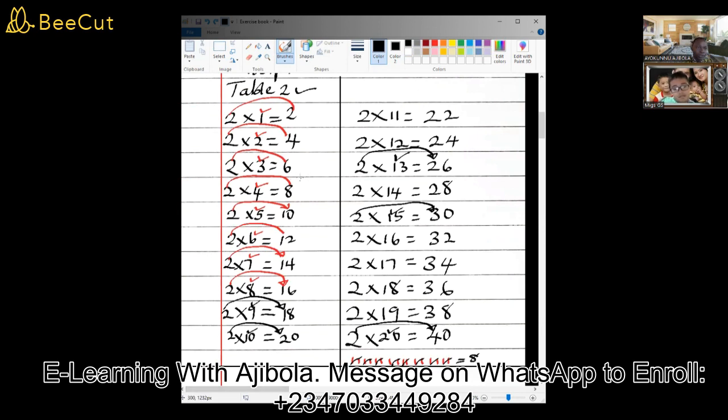2 times 1, 2. 2 times 2, 4. 2 times 3, 6. 2 times 4, 8. 2 times 5, 10. 2 times 6, 12. 2 times 7, 14. 2 times 8, 16. 2 times 9, 18. 2 times 10, 20. 2 times 11, 22. 2 times 12, 24. 2 times 13, 26. 2 times 14, 28. 2 times 15, 30. 2 times 16, 32. 2 times 17, 34. 2 times 18, 36. 2 times 19, 38. And 2 times 20, 40. So I want you to read it again now.